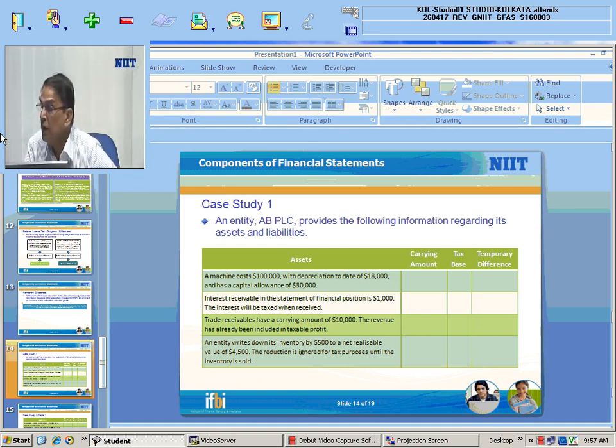Inventory is still held by the company. Till the time the inventory is actually sold out, this reduction in the inventory value will be ignored for tax purposes. So how much value will be attributed as per tax laws to the inventory? That old 5,000. That reduction will be ignored. So the carrying amount is 4,500 and the tax base is 5,000. So the temporary difference will be 500. Is that clear, Dibba? Is it clear to you?